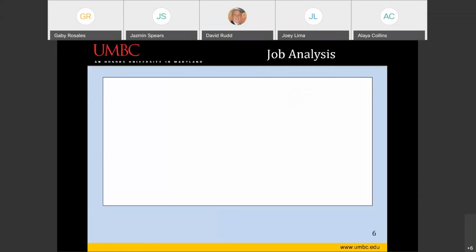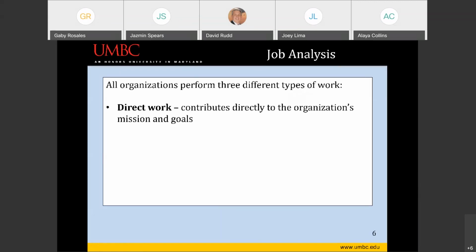When using job analysis to improve performance, it's really important to understand the type of work that's performed in an organization. First off, there are three different types. First is the direct work. This is work that directly supports and contributes to the organization's mission and goals. So for instance, the gentleman used the pizza restaurant. I'm going to use the same example.